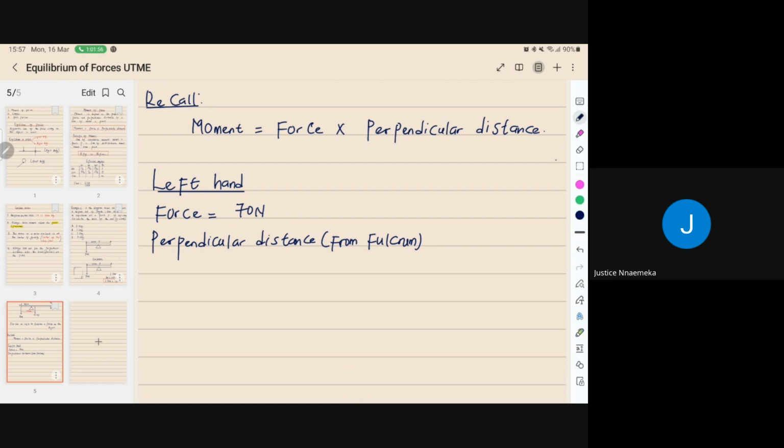So now, for the left-hand side, the moment is going to be what? 70 times the perpendicular distance is equal to what? 40 centimeters. Is that not so? Times by 40, you give us the value.